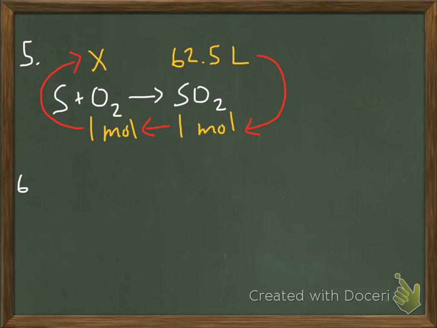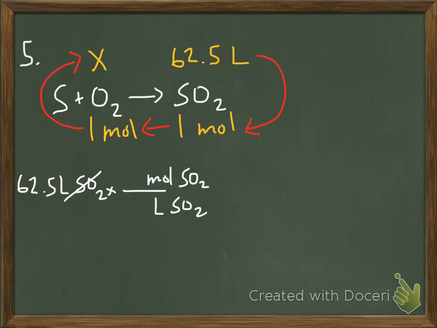First we're going to take 62.5 liters of SO2. We're going to convert that to moles of SO2. So liters of SO2 goes on the bottom. We can cross that out. The conversion between moles and liters is always 1 mole is 22.5 liters.